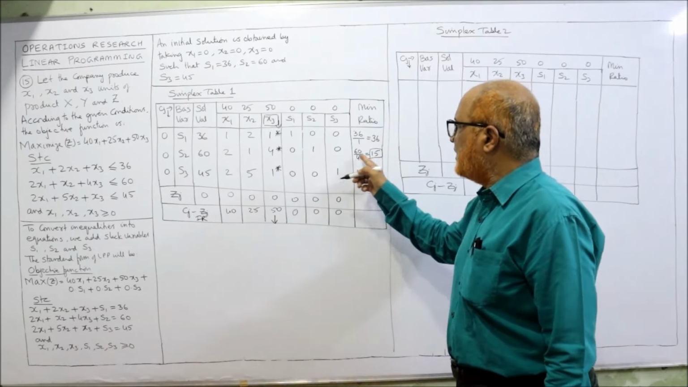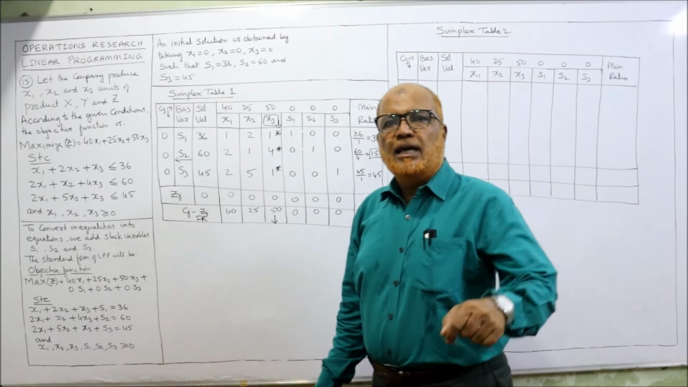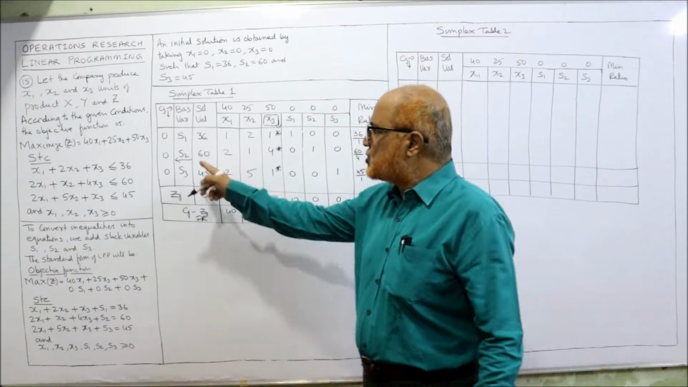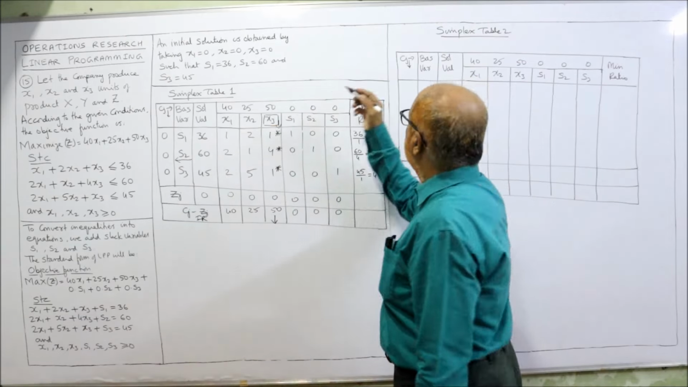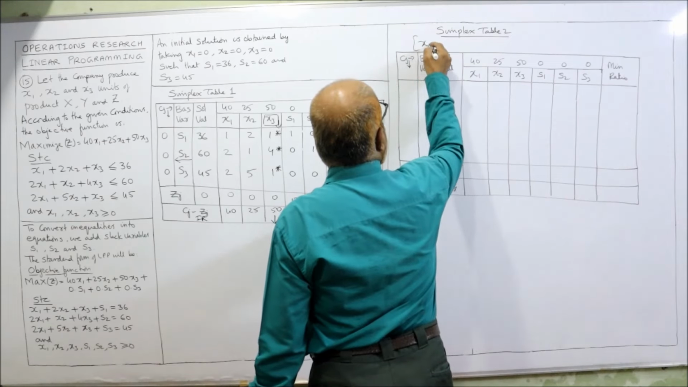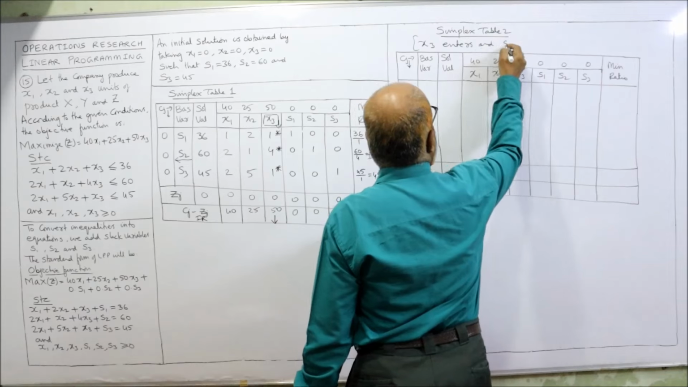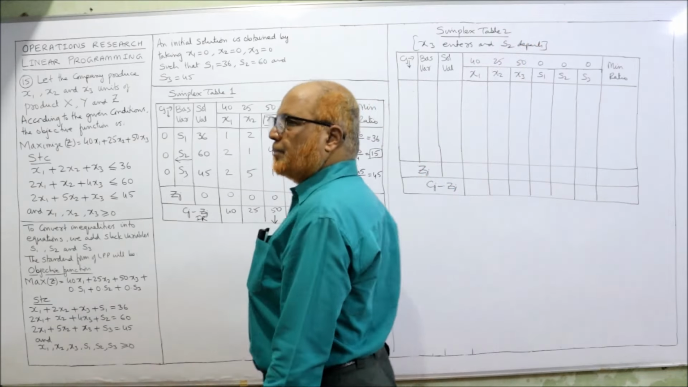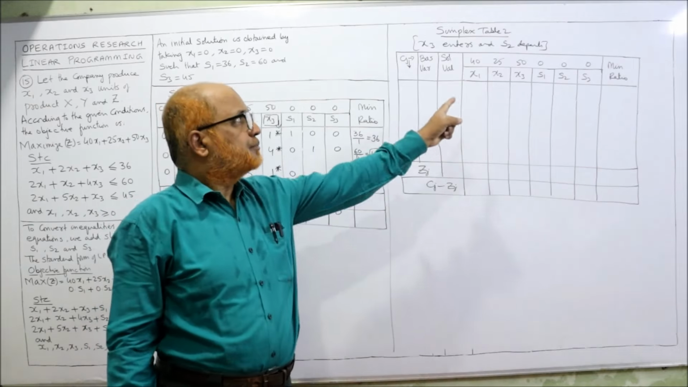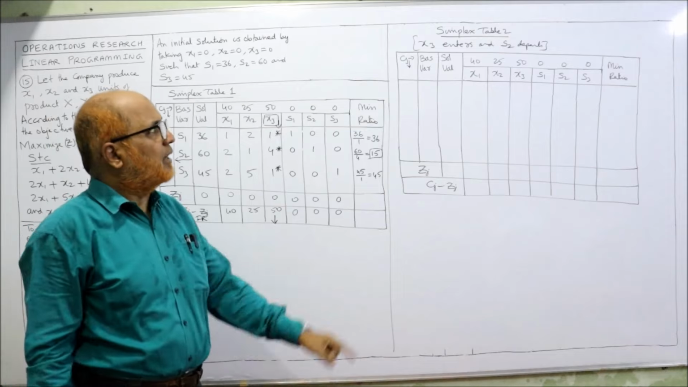For which variable is 15 the minimum? S2. So what will happen? In the next table, S2 will depart. And which will enter? X3. So here I am writing X3 enters and S2 departs. Simplex table 2. X3 enters and S2 departs.